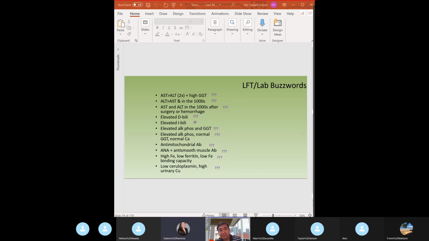Viral hepatitis. ALT is liver specific, so something in the liver is damaging it. So it's viral hepatitis, hep B, all of your hepatitises, okay? Next, AST and ALT in the 1000 after surgery or hemorrhage. I don't know if you covered this one, but this is shock liver. This is your ischemic hepatitis.